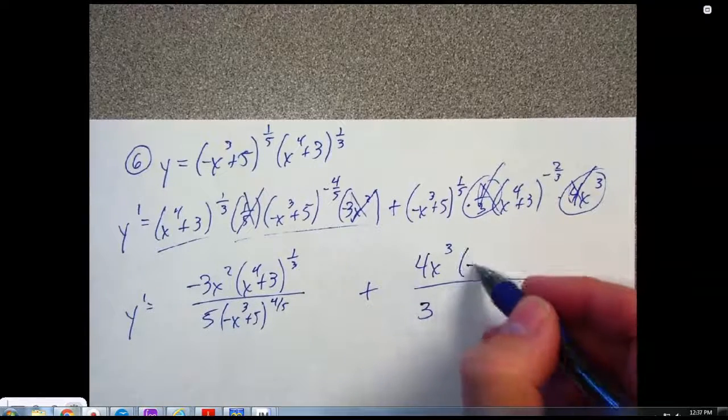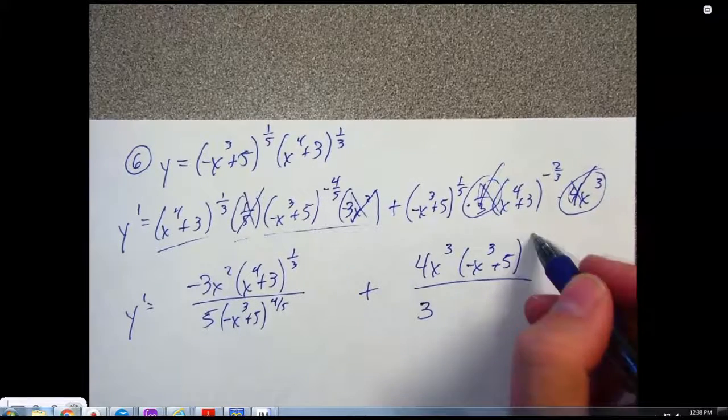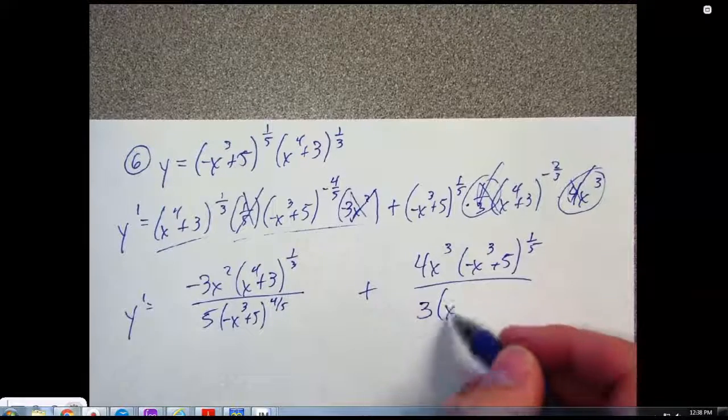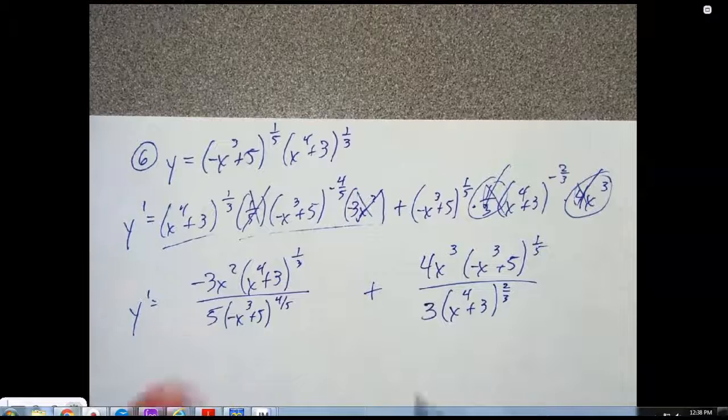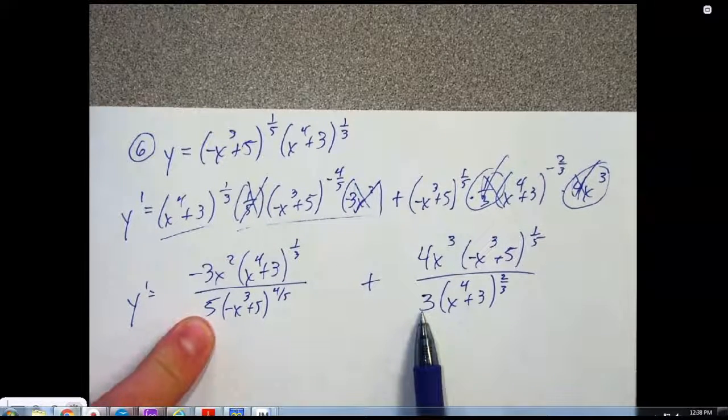This one goes on top because it's a positive exponent. This one goes on the bottom, and the exponent becomes positive. So now I've got a couple things to worry about. The first is this 3 and 5 don't match. I want to make them into a common denominator, so I'm going to use 15.